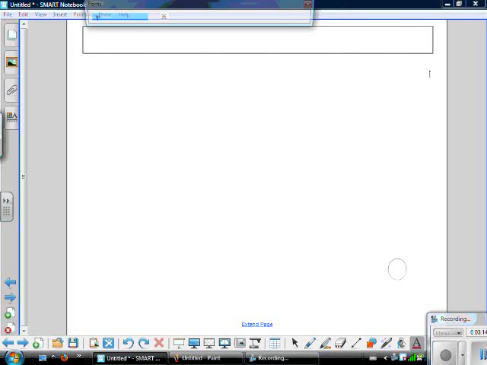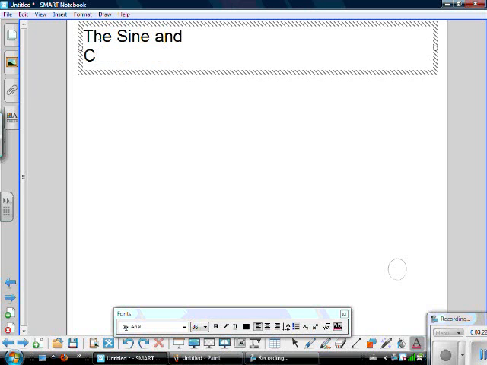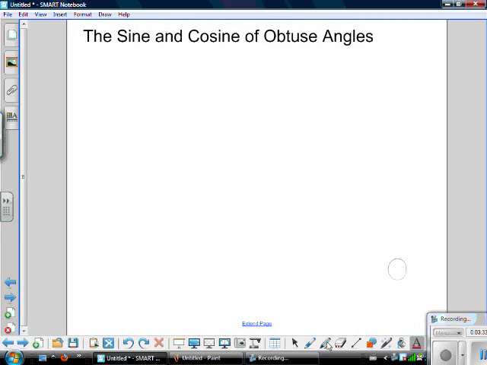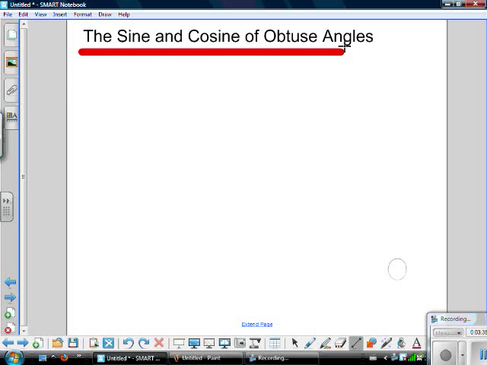Today our note is called the sine and cosine of obtuse angles. Now, so far, everything that you have done has been with acute angles. So now what we're doing is we're looking at obtuse.